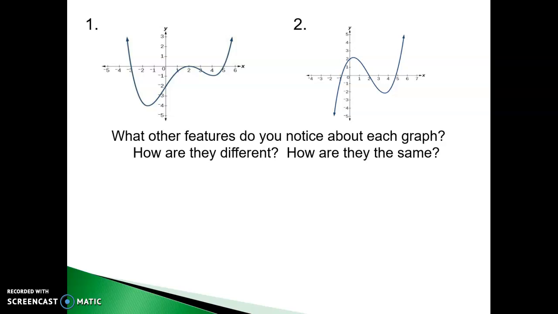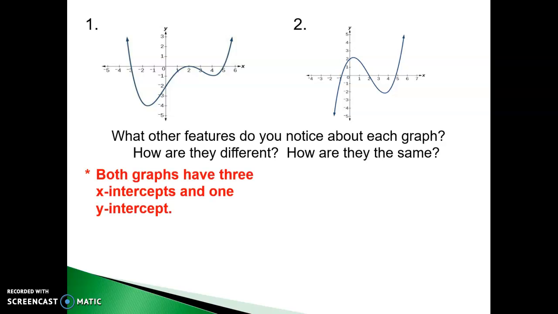So here are the ideas that we came up with. Both graphs have 3 x-intercepts and 1 y-intercept. For the first graph, we have intercepts at -3, 2, and 5, and then we have a y-intercept at -2. For question 2, we have intercepts at -1, 2, and a little smaller than 5, and then we have a y-intercept, it looks like, at 2.